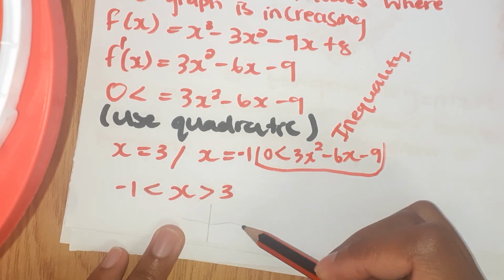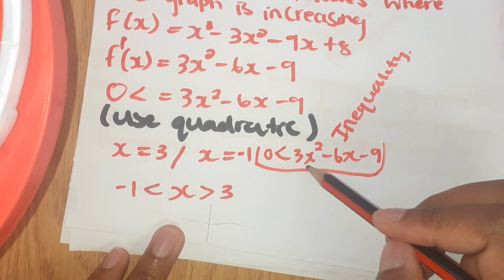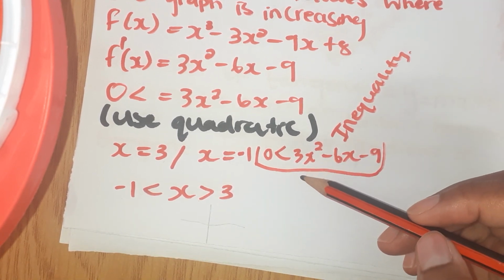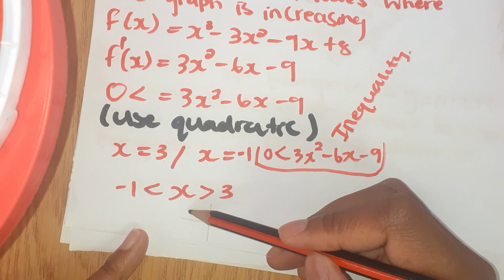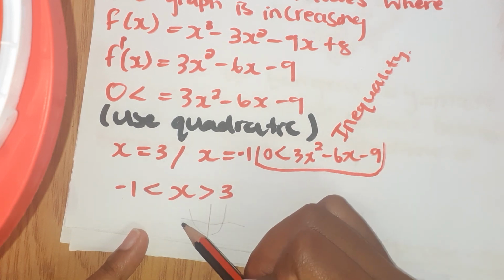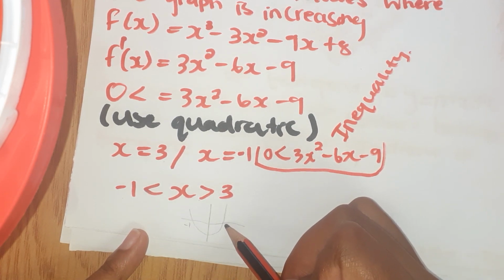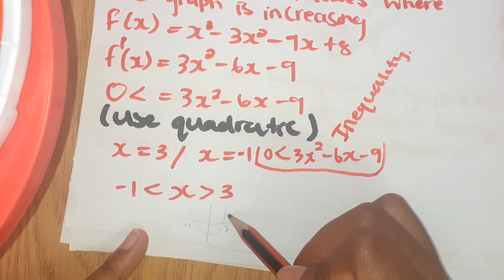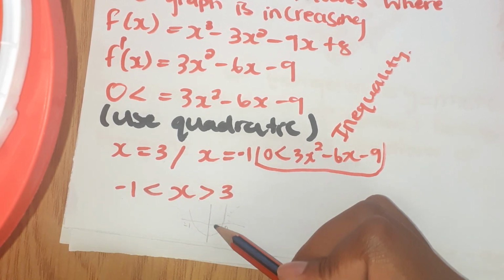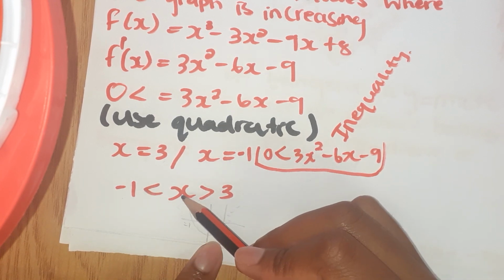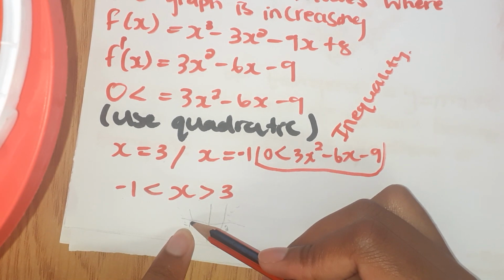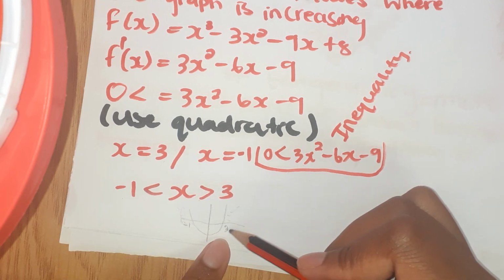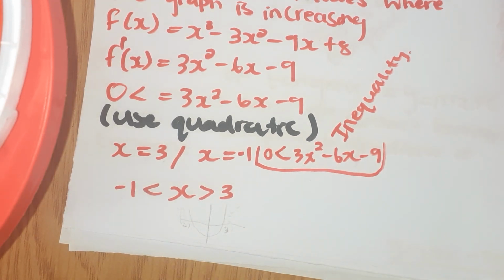This is a parabola. Remember, if you watched my functions video, this is a parabola, right? Then here is -1, there is 3. So this part represents this. This is where x is smaller than 0 on this side, x is bigger than 0 on this side. So we have identified the x values where the graph is increasing.